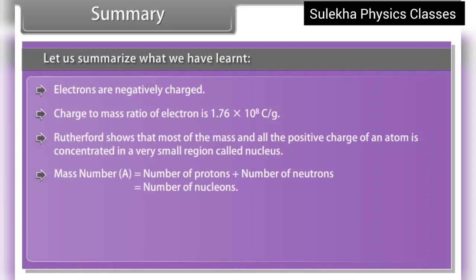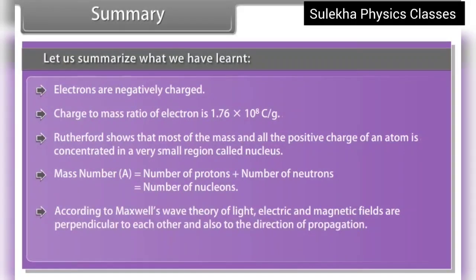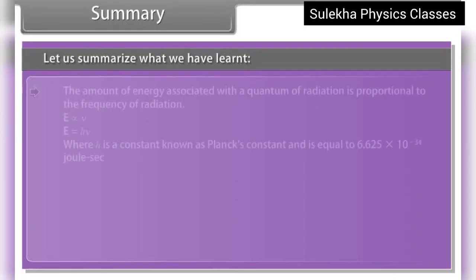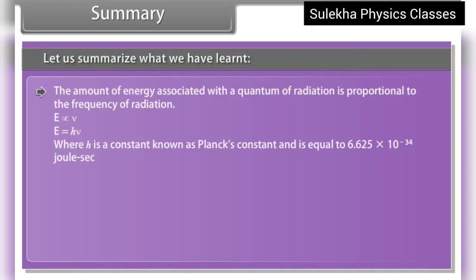Mass number A is equal to the number of protons plus the number of neutrons, which is equal to the number of nucleons. According to Maxwell's wave theory of light, electric and magnetic fields are perpendicular to each other and also to the direction of propagation. An ideal black body is a perfect absorber and perfect emitter of radiation. The amount of energy associated with a quantum of radiation is proportional to the frequency of radiation, where the constant is known as Planck's constant and is equal to 6.625 × 10^-34 joule second.